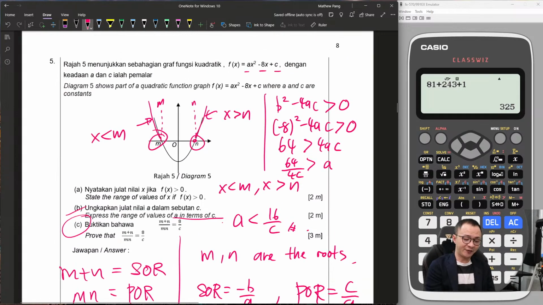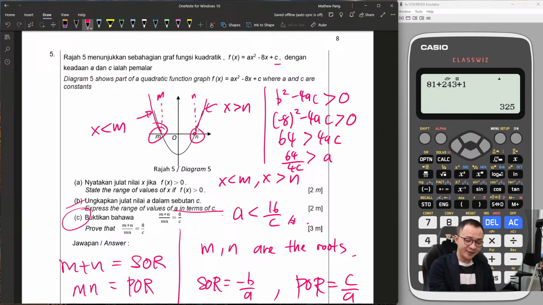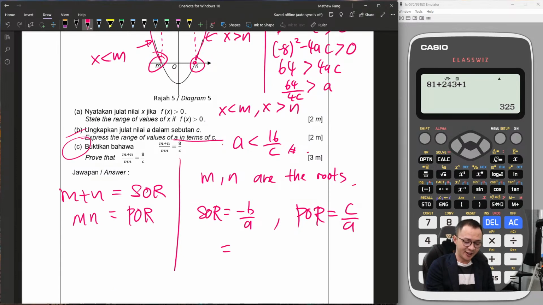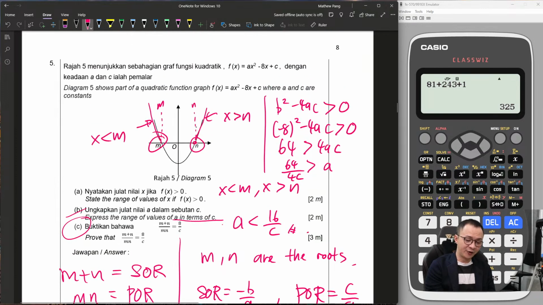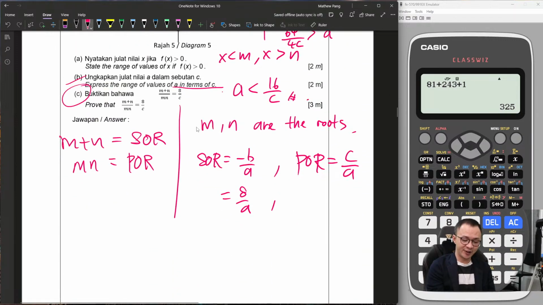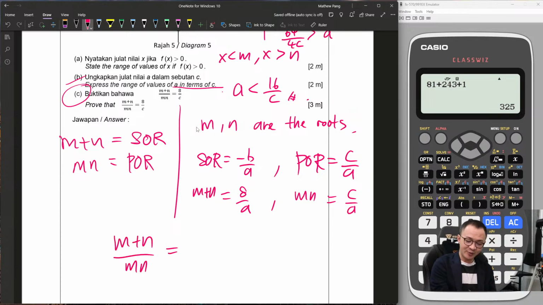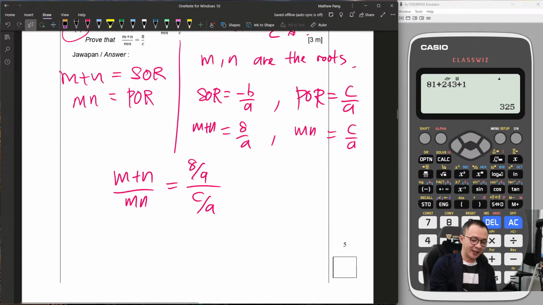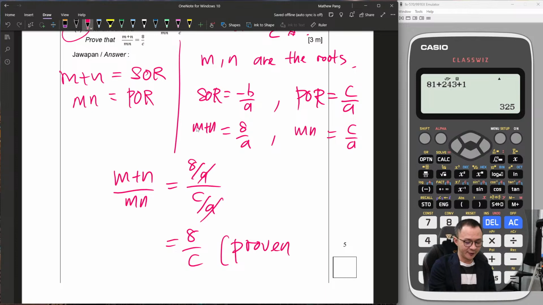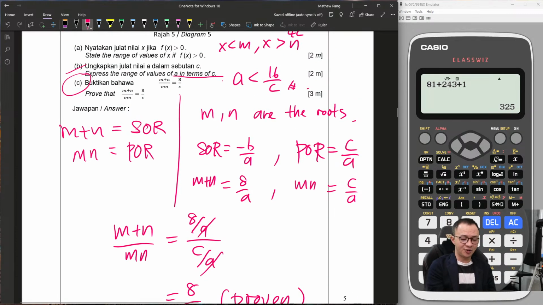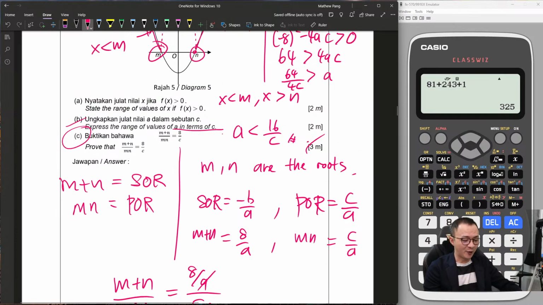So I can get from the top. My b is negative 8. Negative of negative 8, I get positive 8, isn't it? So it's just 8 over a. Product of roots is c divided by a, isn't it? So it's c over a. This is mn. This is m plus n. So they want m plus n over mn. That means they want something like 8 over a divided by c over a. Then I can cancel the a, then it equals 8 over c. They ask me to prove it. Okay, it's just 3 marks. Just basically plug in everything I have, then I will get the answer.